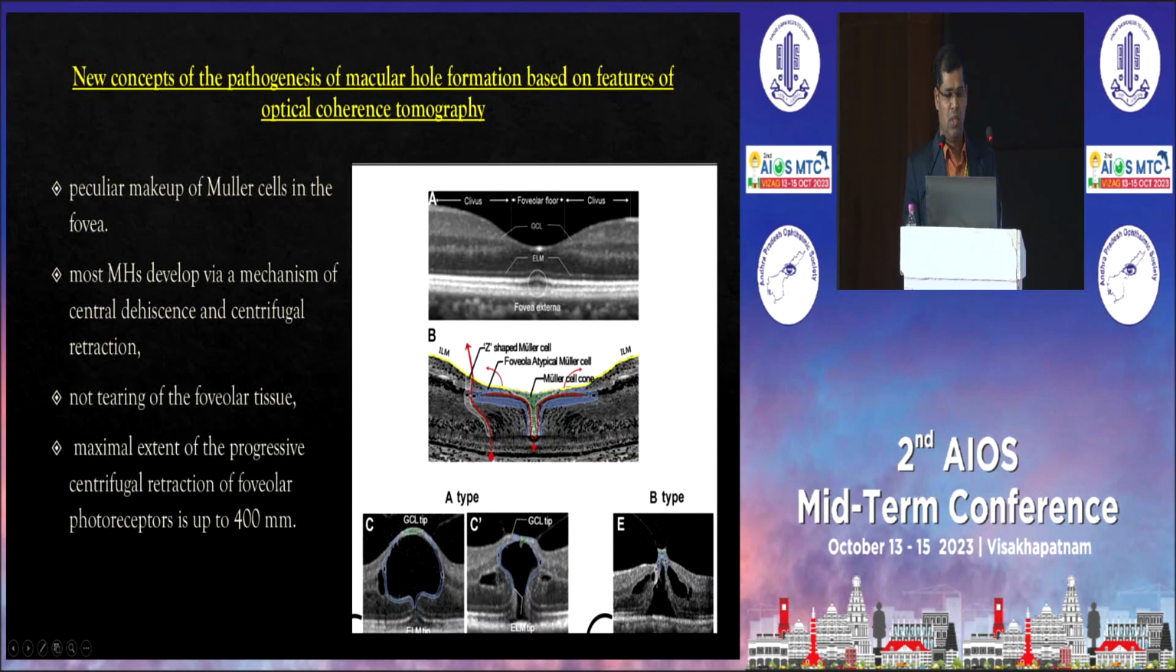macular hole. The newer concept by SD-OCT tomography is that there is a peculiar makeup of Muller cells in the center of the fovea, which is Z shaped. Most macular holes develop by a mechanism of central dehiscence or centrifugal retraction. So there is no tearing of the foveal tissue here. The maximum extent of progression of centrifugal retraction of the foveal photoreceptors is up to 400 microns.